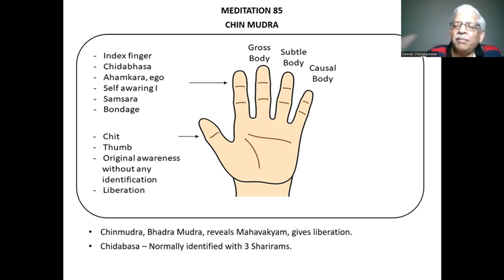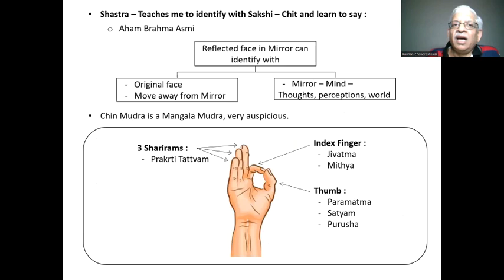Chidabhasa is normally identified with the three shariras. In the mind, there are three things: chit, chidabhasa, and the mind. Chidabhasa is a reflection of the chit. So if I'm able to focus on the chit aspect, then I am free. Normally, when you are identified with the chidabhasa and the mind, it is called ahamkara. When you are identified with the chit, it is called sakshi. The shastra teaches me to identify with the sakshi aspect, the chit aspect, and then to say, Aham Brahma Asmi.